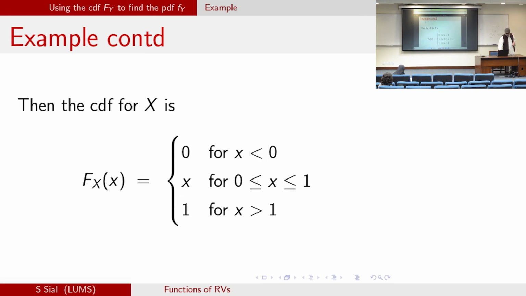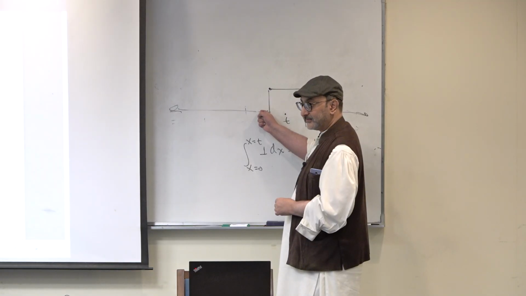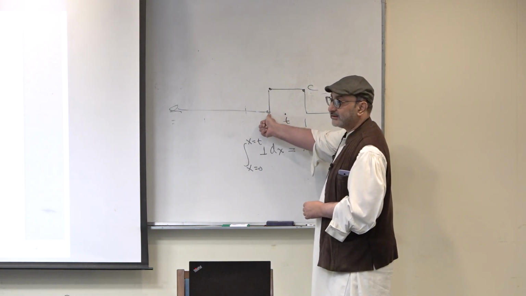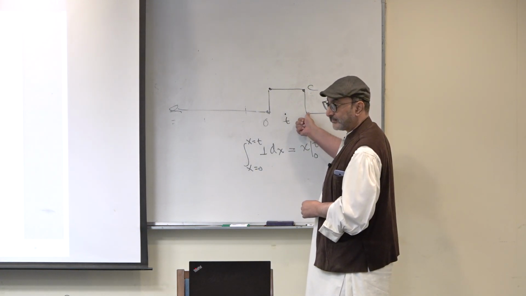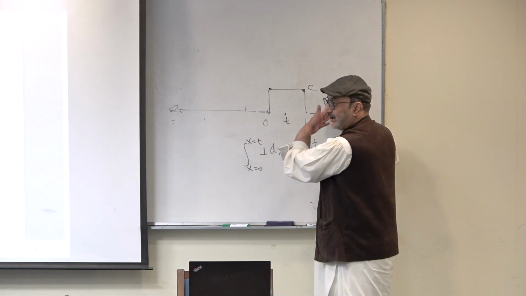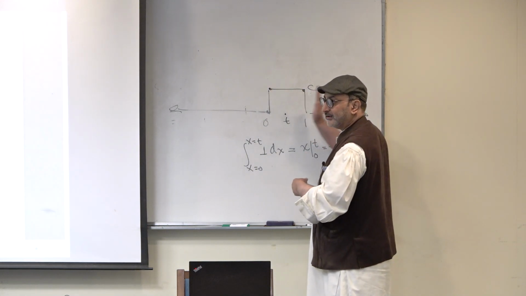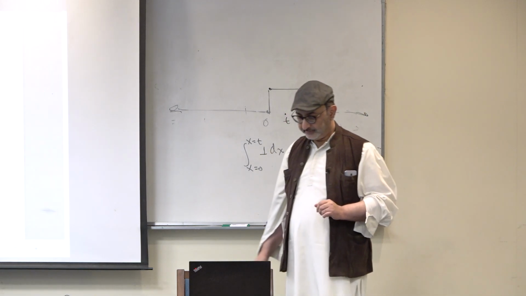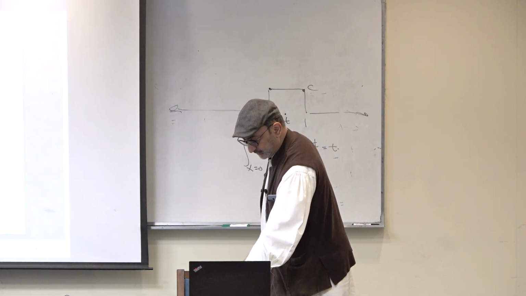So for the CDF, there's no probability that it lies between minus infinity and 0. There's a value x that it lies between 0 and 1. And anywhere past 1, the value that it's taken is definitely less than this value over here. Okay, so that's f sub x.